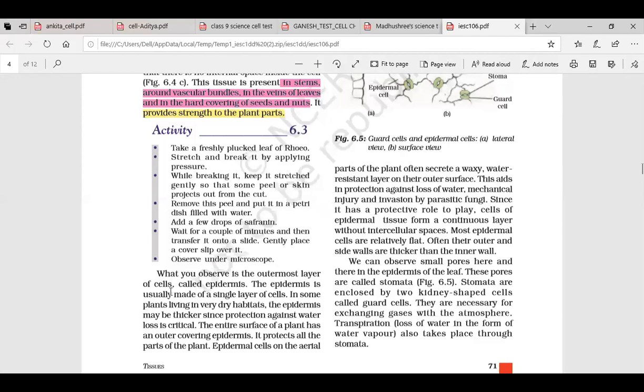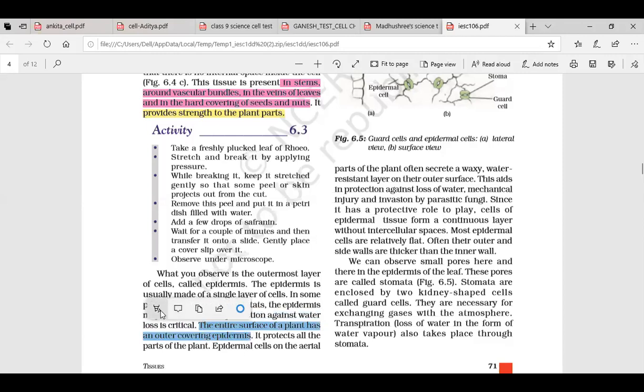The epidermis is usually made up of a single layer of cells. In some plants living in very dry habitats, the epidermis may be thicker since protection against water loss is critical. In a cactus, the outer covering, the green layer over every leaf, is the epidermis, and it is thicker, so water loss is prevented. The entire surface of the plant has an outer covering called epidermis.